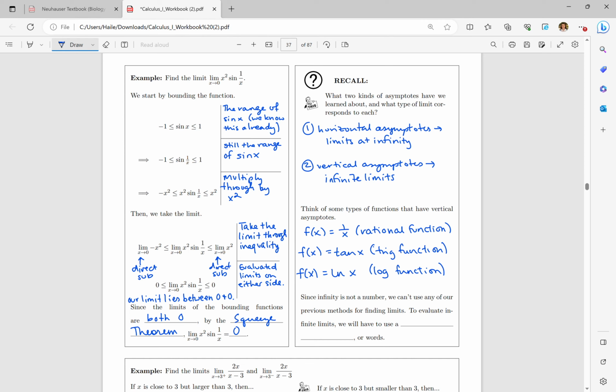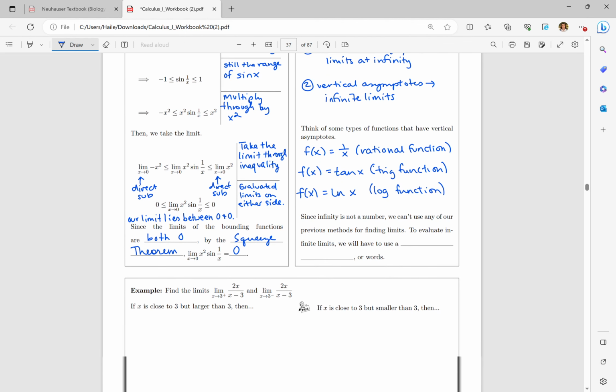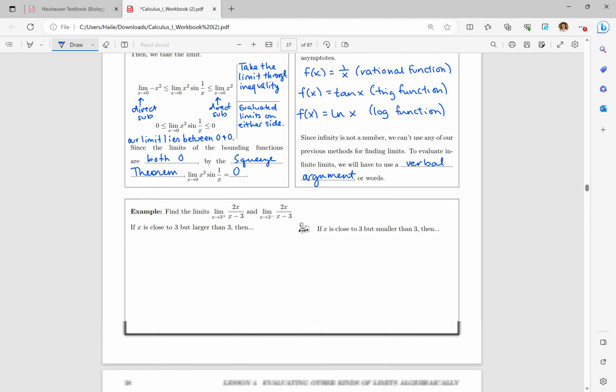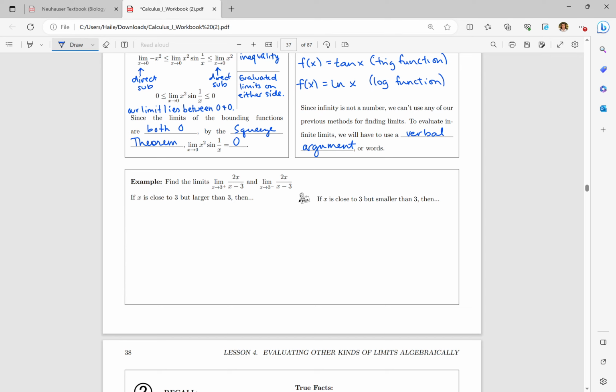Okay, so since infinity is not a number, this is where our asymptote ideas are coming in with our limits. Infinity is not a number, so we can't use our previous methods for finding limits. So to evaluate infinite limits, we will have to use a verbal argument, which just means we're going to have to use words. So this means we're going to have to write complete sentences to explain why the limit is the answer that it is. Okay, so let's do an example. And again, this is a very new concept as well. You're probably not used to explaining your answers to math in words.